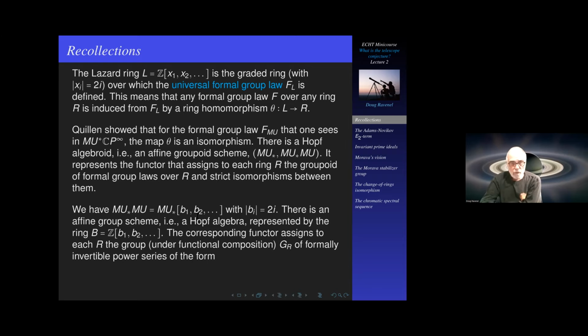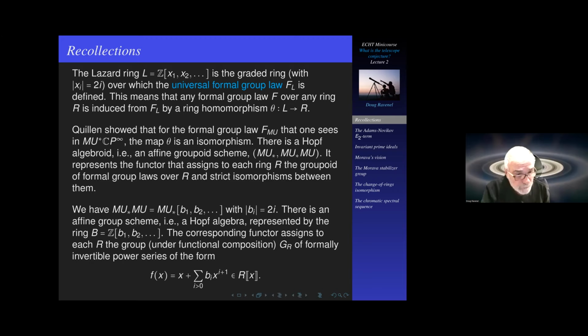The functor that's represented by this B assigns to each ring R the group, under functional composition, of formally invertible power series of the form F of X equals X plus various higher order terms, and the B_i are the coefficients of those higher terms.